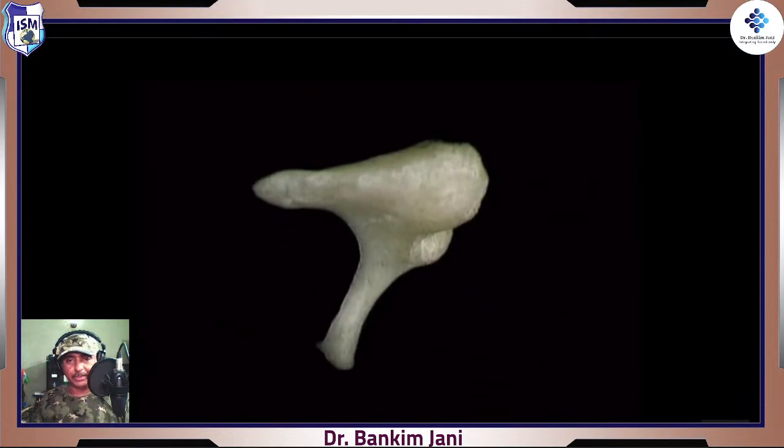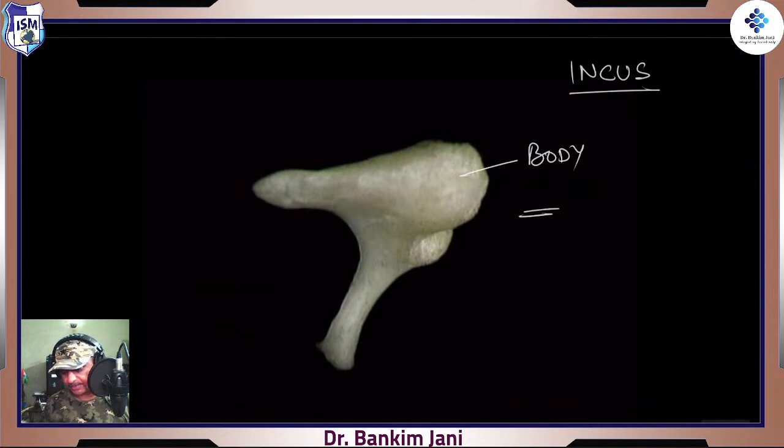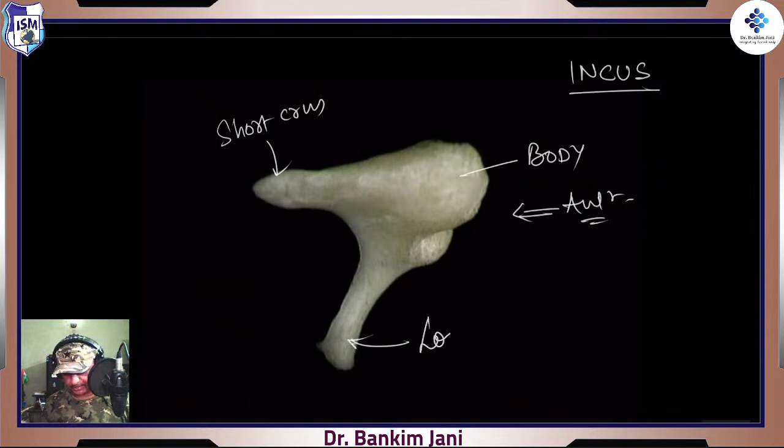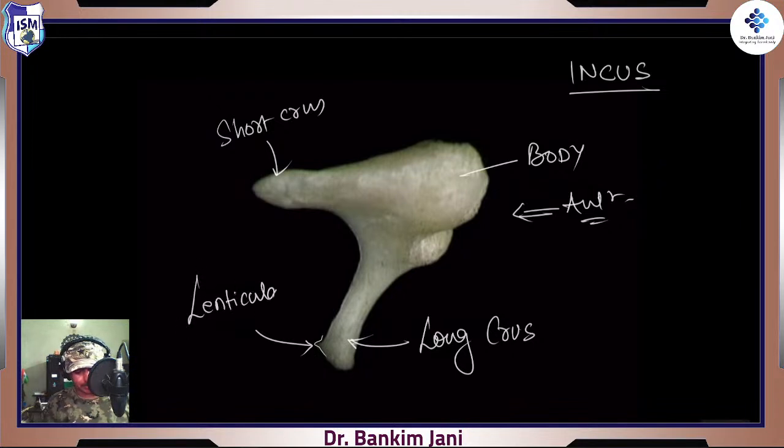This is how an isolated incus would look. So this is the body, and as we rotate, this is the anterior side. From there you'll find the articular surface. This one is small and this one is large, so short crus and long crus. And then there is one prominent thing, which is called the lenticular process.